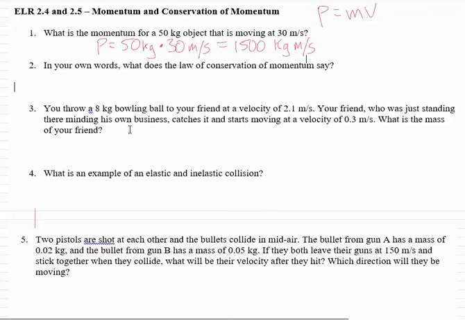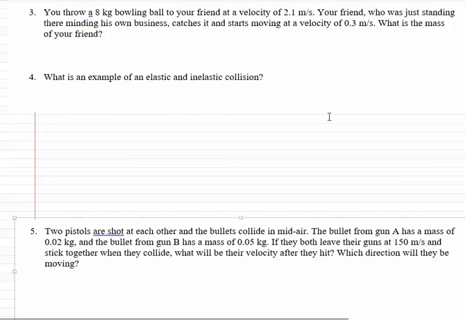For number 3, you throw an 8 kilogram bowling ball to your friend. Your friend, who is just standing there minding his own business, catches it and starts moving at the velocity of 0.3. So we need to find the mass of our friend. For this one, we need to be able to set up a before and after table. So I'm actually going to scooch this down and use the space down below.